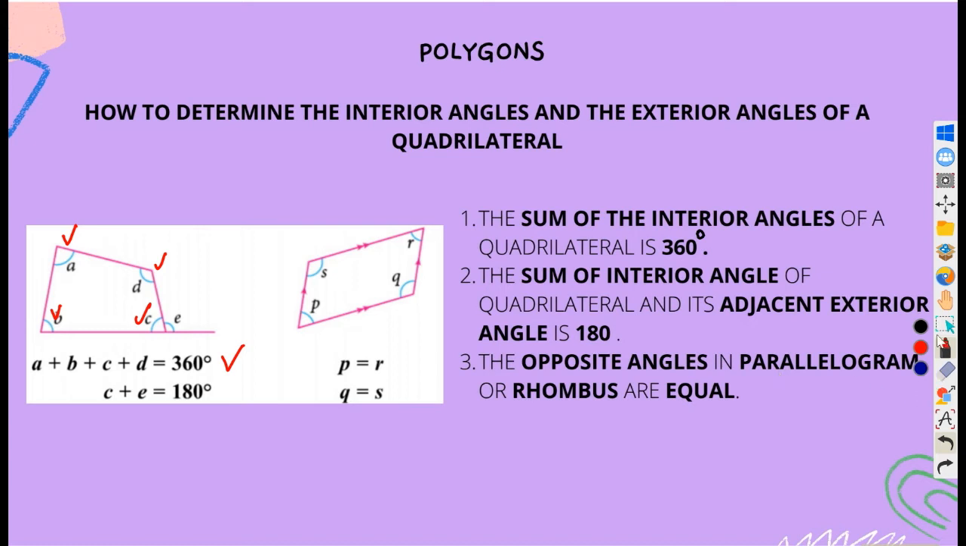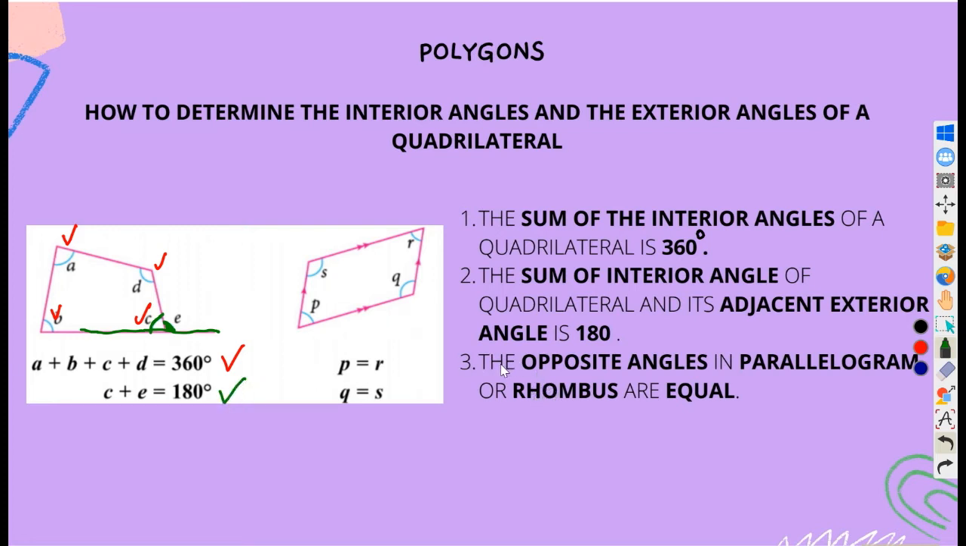The sum of an interior angle of a quadrilateral and its adjacent exterior angle is 180 degrees. This means that this is a straight line. As you can see, angles C and E are adjacent to each other, and E here is the adjacent exterior angle. So C plus E equals 180 degrees.